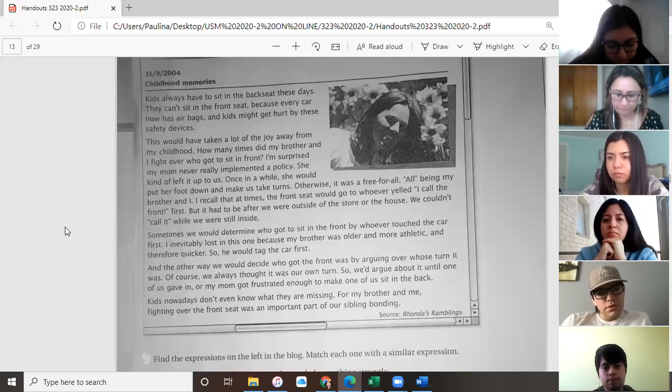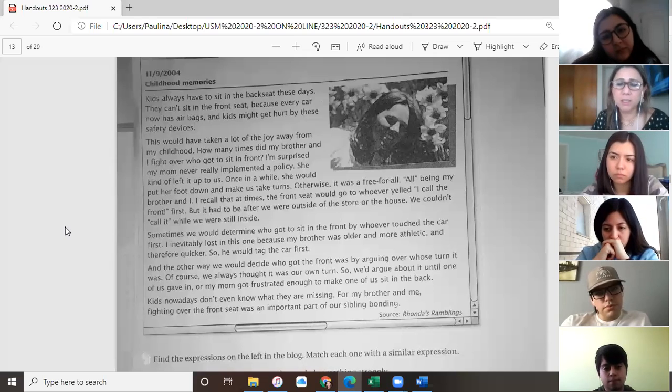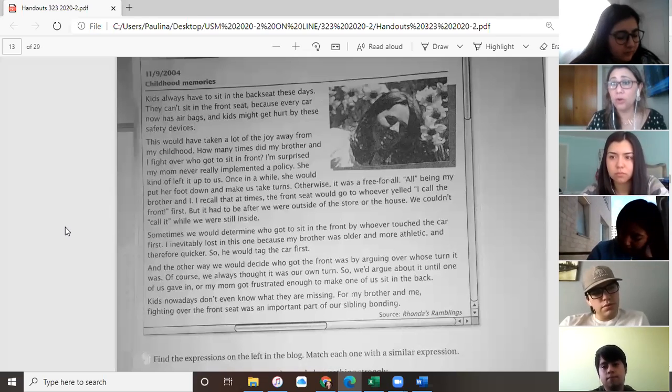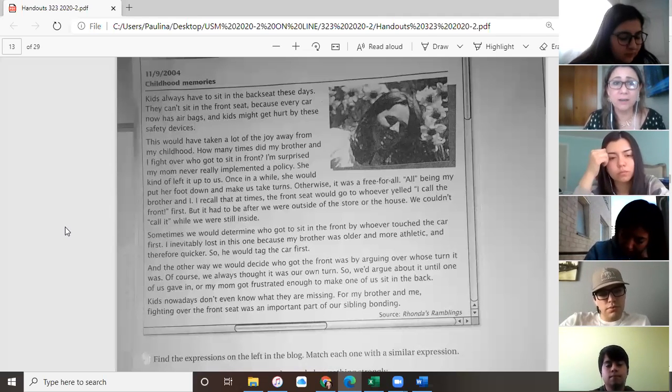With a safety seat, right? On the road, no? It's the law, right? It's the law. It's legal.